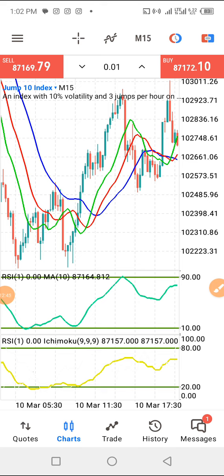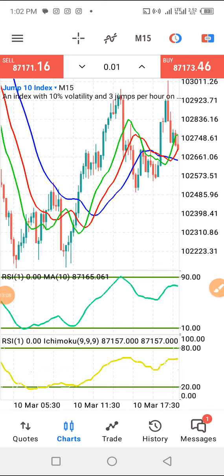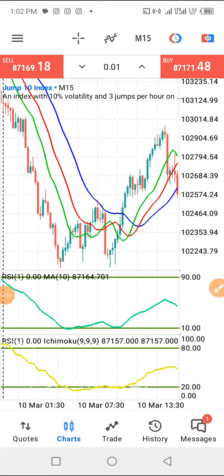Now this strategy, I'm still going to use it to explain other things. There is one method I normally use, if I don't want to go to a higher time frame to see what is happening. There's an indicator I love to use on this software, whereby with this same jump index, I can also use it on the boom and crash.